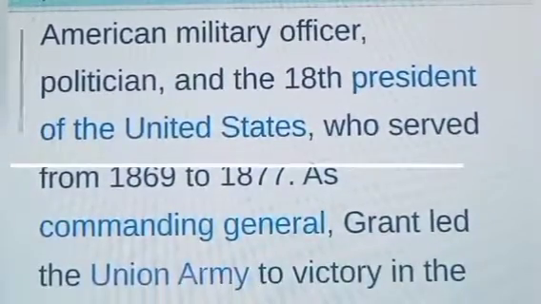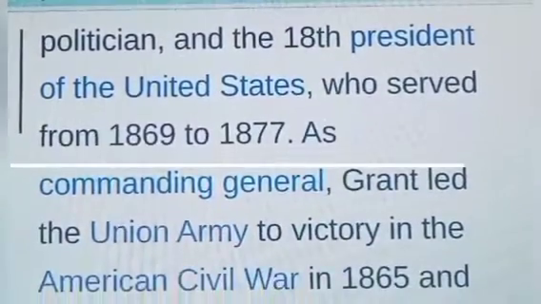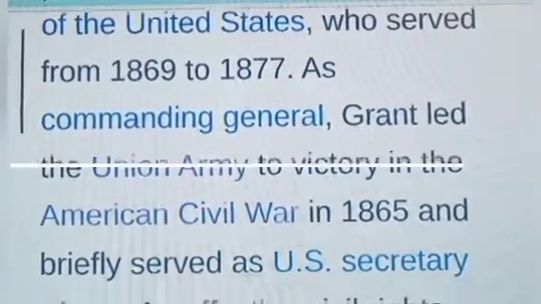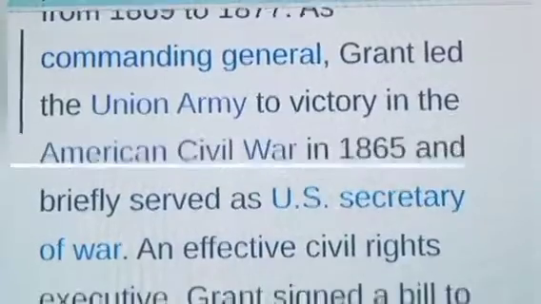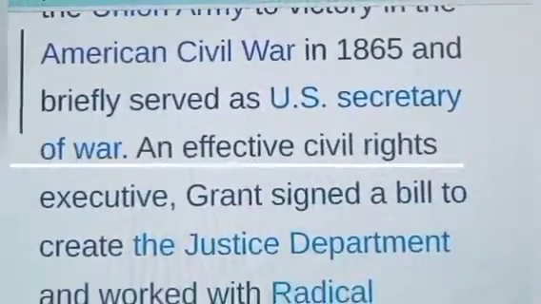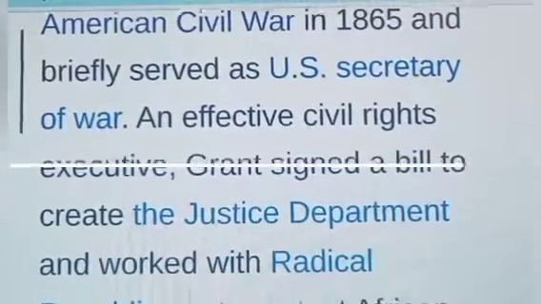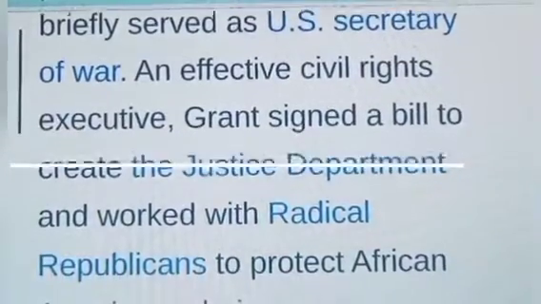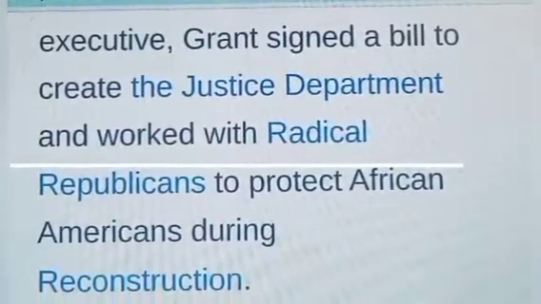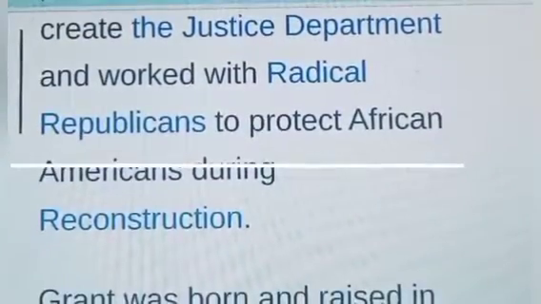Ulysses S. Grant, born April 27, 1822, died July 23, 1885, was an American military officer, politician, and the 18th President of the United States, who served from 1869 to 1877. As commanding general, Grant led the Union Army to victory in the American Civil War in 1865 and briefly served as the U.S. Secretary of War. An effective civil rights executive, Grant signed a bill to create the Justice Department and worked with Radical Republicans to protect African Americans during Reconstruction.